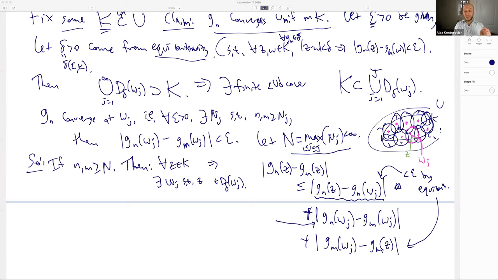We have convergence at Wj, and n and m are larger than capital N. Capital N was the worst of the Nj's, and the Nj's are determined by this convergence. This is less than epsilon since the sequence gn converges at this point Wj. And when you add all three, you get less than three epsilon.